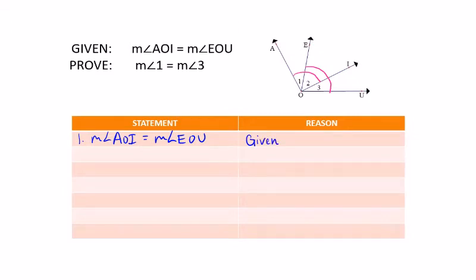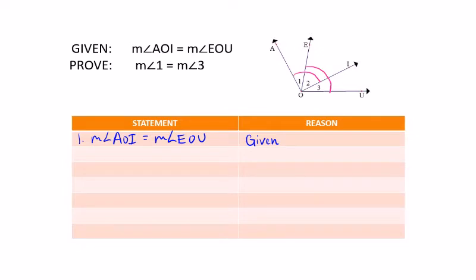Okay. All right, and so next, and remember, our destination is this, right? We want to end up with measure of angle 1 equals the measure of angle 3. Okay, so we know that's going to be our last statement.